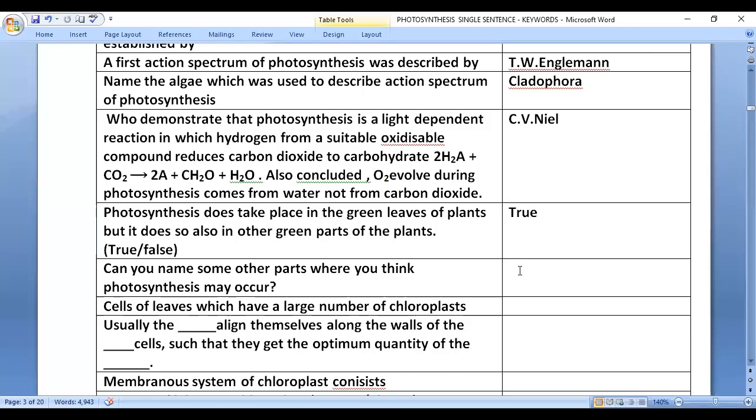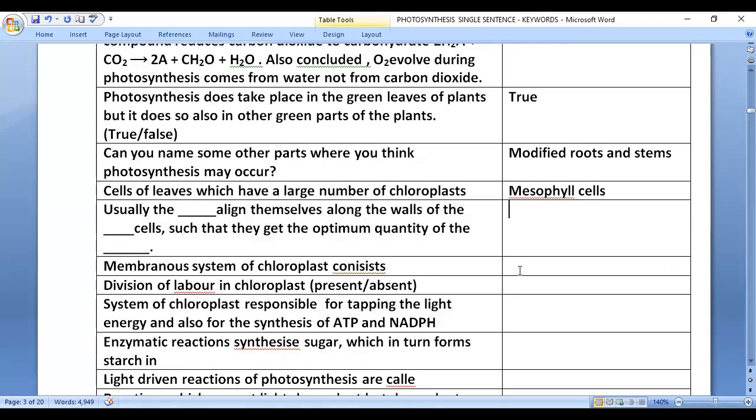Can you name some other parts where you think photosynthesis may occur? In modified roots and stems. Cells of leaves which have a large number of chloroplasts: mesophyll cells.